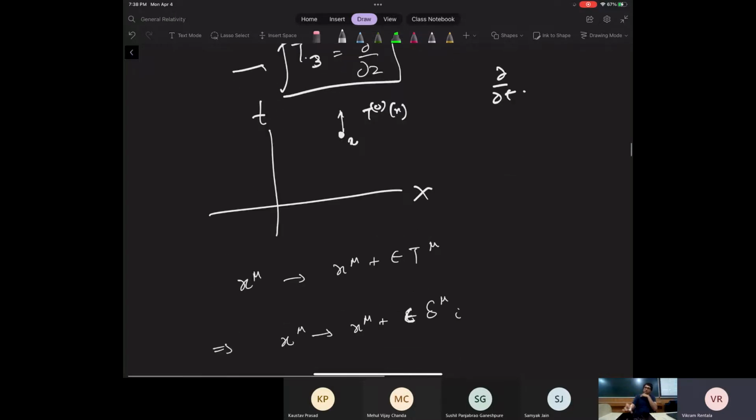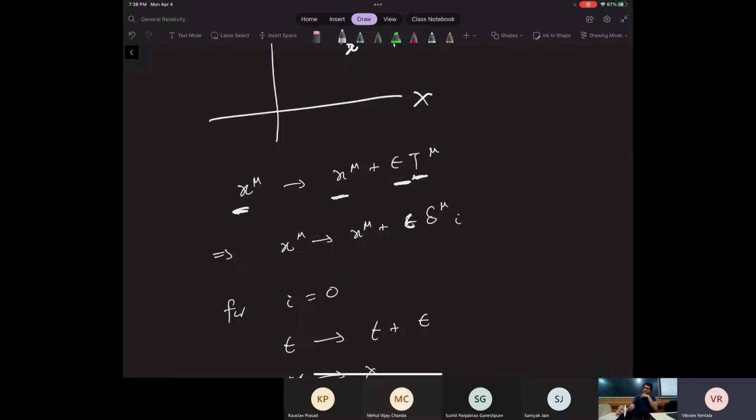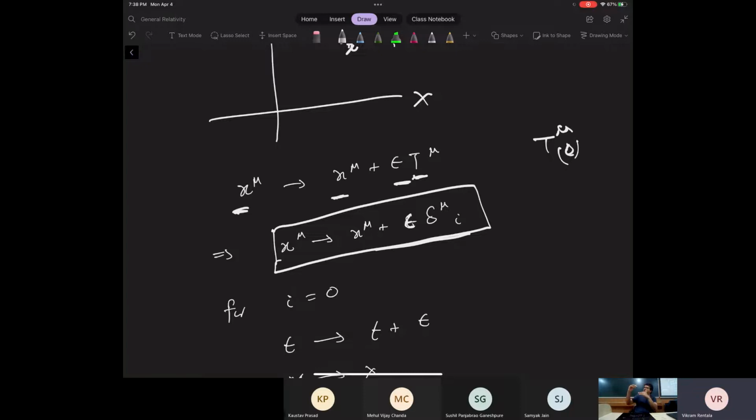So in other words, what we're saying is the coordinates x mu under that infinitesimal diffeomorphism become x mu plus epsilon times t mu, where t mu are the coefficients of this vector. If we take t mu to be t mu I, then we get epsilon delta mu I: x mu goes to x mu plus epsilon delta mu I. In particular, if we take t0, which is the time translation, we get I equal to 0, and x mu goes to x mu plus epsilon delta mu 0.